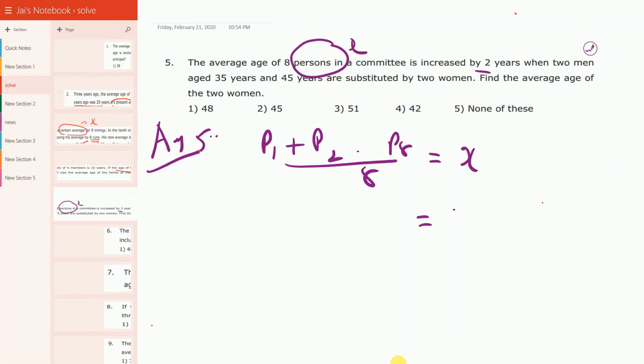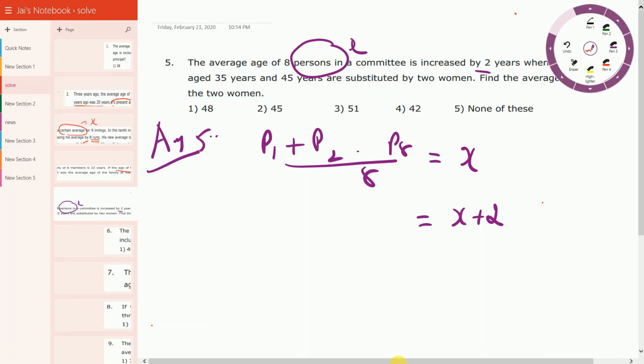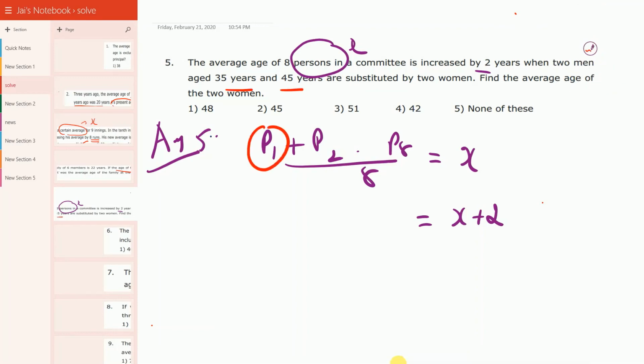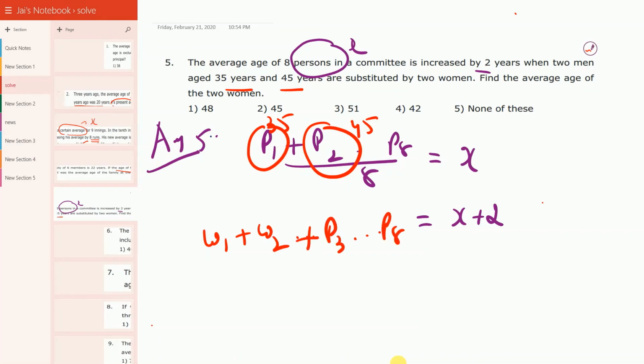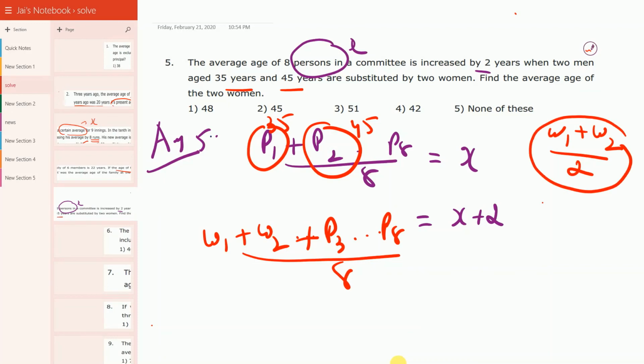And now they are saying that it is increased by 2 years when two persons aged 35 years, so let P1 be aged 35 years and P2 be aged 45 years, are substituted by two women, W1 and W2, and the rest all remain the same. So they are asking me the average age of the two women. According to the question, what I need to find is W1 plus W2 upon 2. Okay. So from here I can calculate simply the value of P3 plus P4 plus P5 plus P6 plus P7 plus P8 using equation 1.